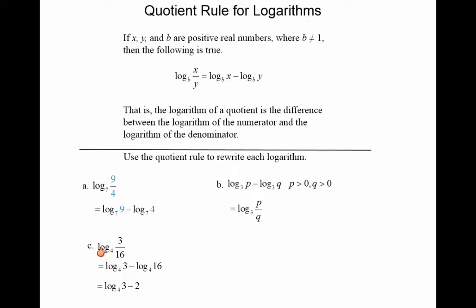Next one, log of 3 over 16. If I want to expand this, that would be log of 3 minus log of 16 with the same base 4. So that would be log of 3. Now, log of 16, I can reduce this because I can make the base the same. I can write 16 as 4 squared. So log of 16 to the base 4 is the same as log of 4 squared with the base 4. See, as long as I can make the base of the logarithm and the base of the exponential the same, this whole thing can be reduced to 2 here. Okay, that's why we have minus 2 here.